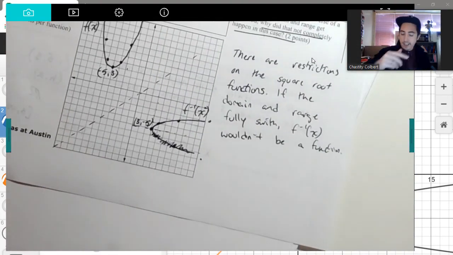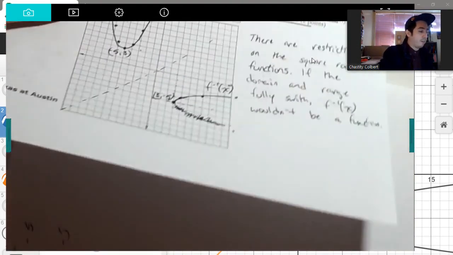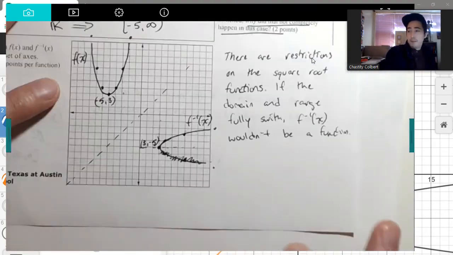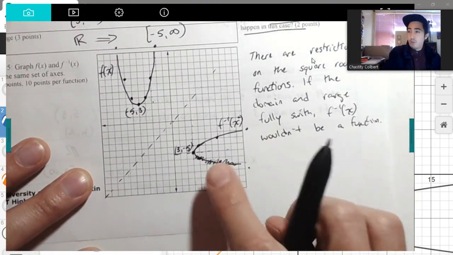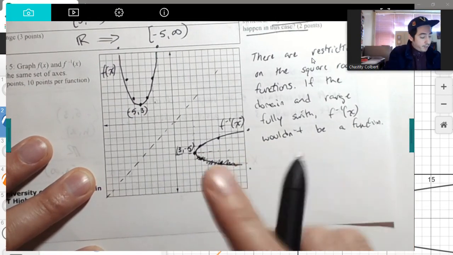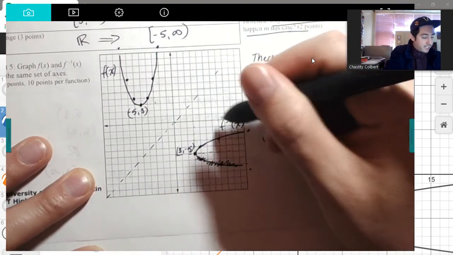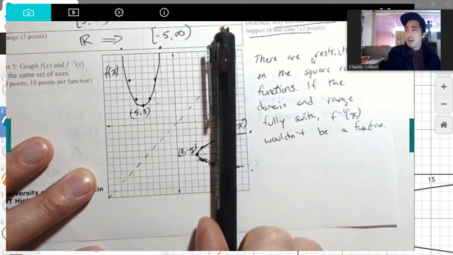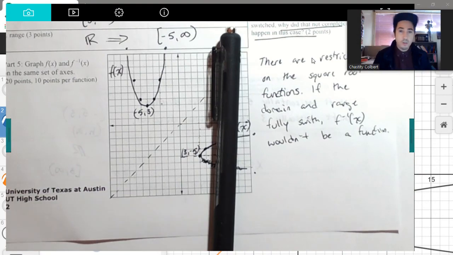There's a better way to explain that; I'd have to think about it a little more. But the reason we don't have both graphs is that if they were graphed, it wouldn't be a function. If you had a point here and a point there, it doesn't pass the vertical line test. So that's kind of why.